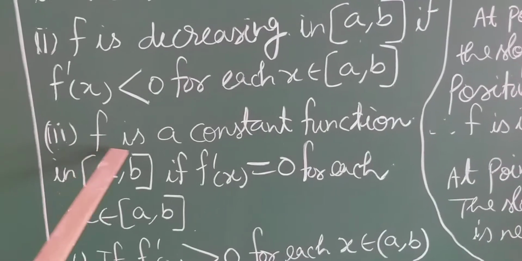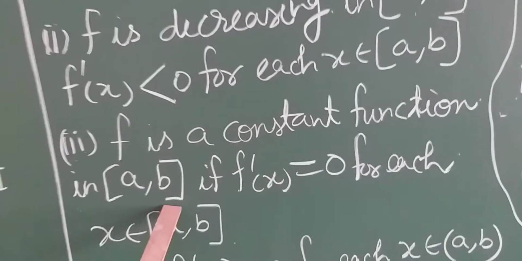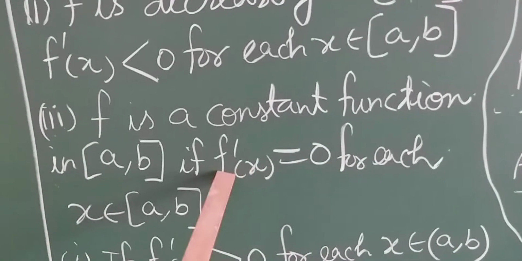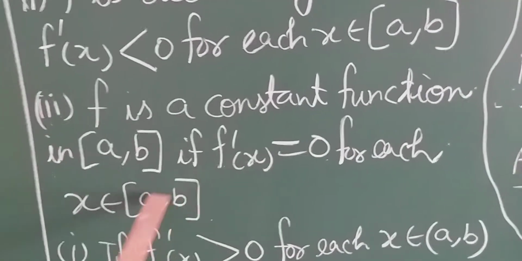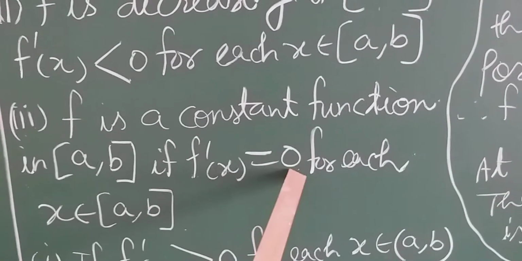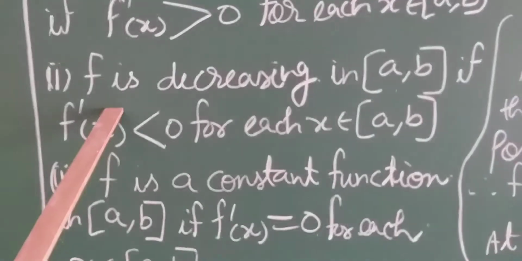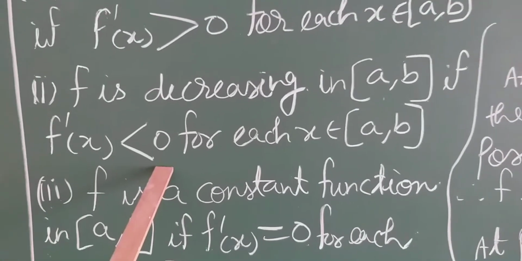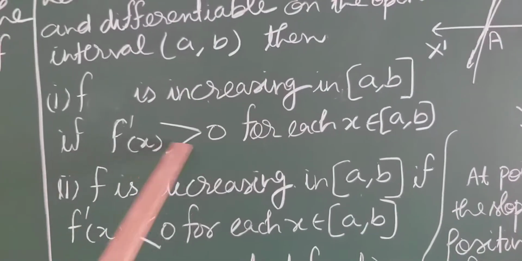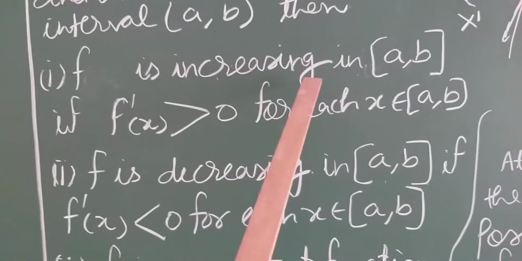Students, next point, f is a constant function in the closed interval AB if the derivative of the function at x equals 0, where x belongs to the closed interval AB. If f dash x equals 0 on a closed interval, then the function is a constant function. If f dash x is less than 0 on a closed interval, then the function is called decreasing. If f dash x is greater than 0 on the closed interval, then the function is called increasing.